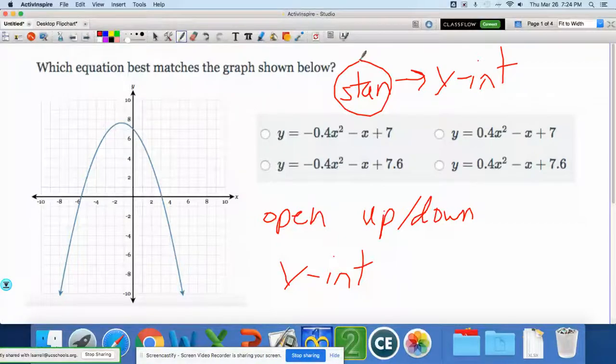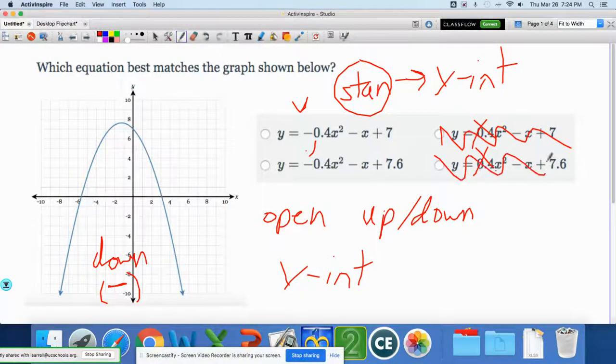So first, opens up or down. This one clearly opens down. And remember, down means we should have a negative out front. So I look through my answers. This one has a negative out front. This one is wrong. This one is wrong. These parabolas would open upwards. So those are gone. Next, I have to determine my y-intercept.